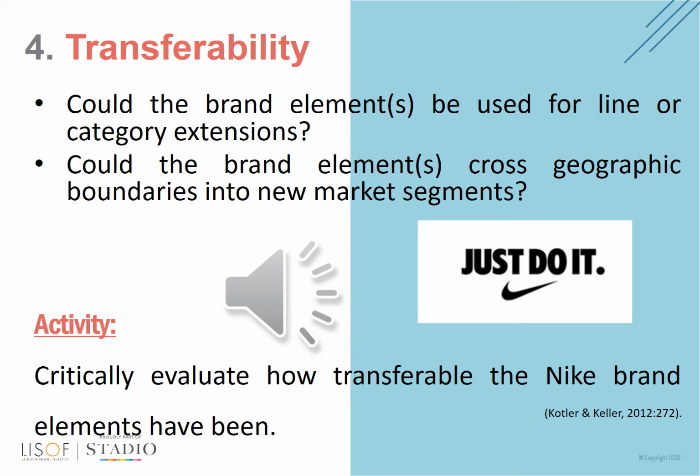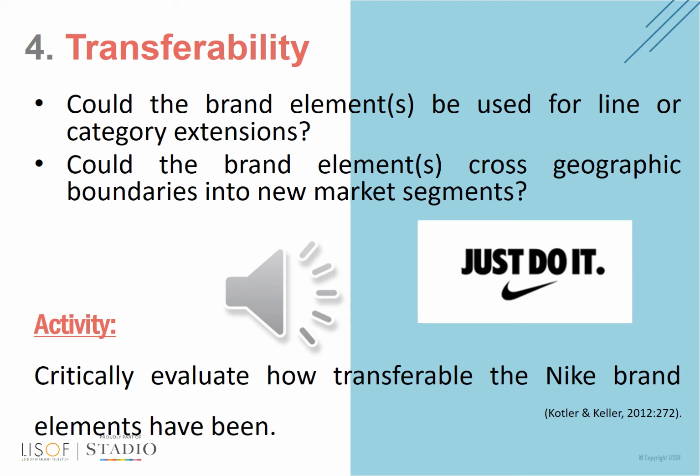If we look at transferability, now this refers to if the brand's brand elements could be used for a line or category extension, or if they could translate across different geographic boundaries and cater to the needs and wants of new market segments. So if we look at the Nike brand, they have a lot of different lines and category extensions across the brand. For example, they have soccer shoes, they have golf gear, they have tennis apparel and kits, they have street style wear, and a lot of other different lines and product categories.